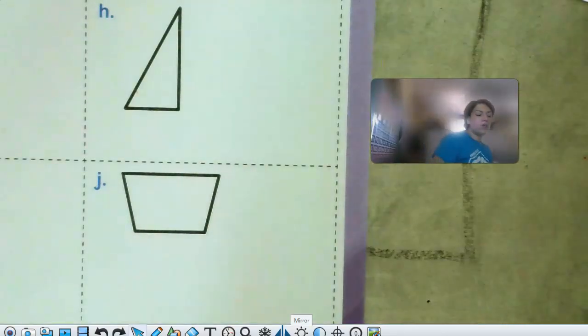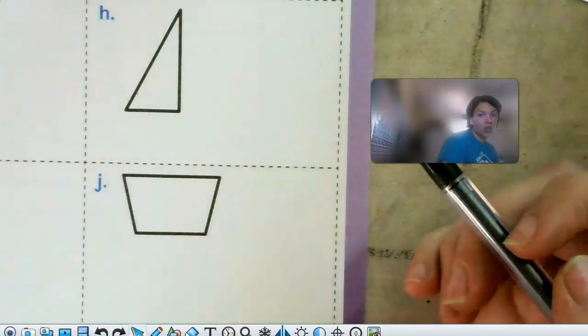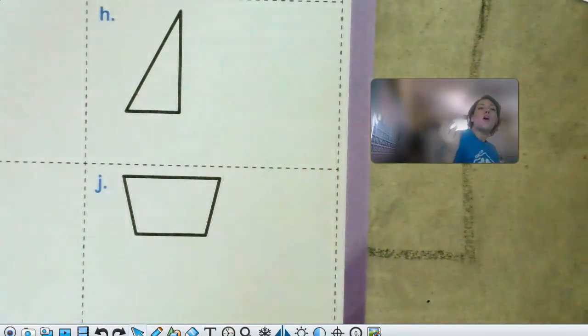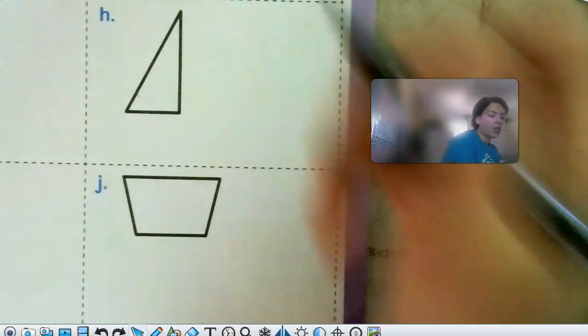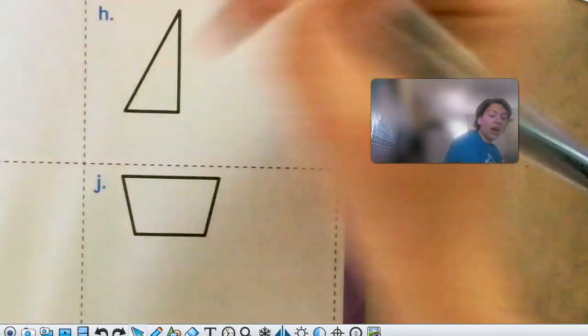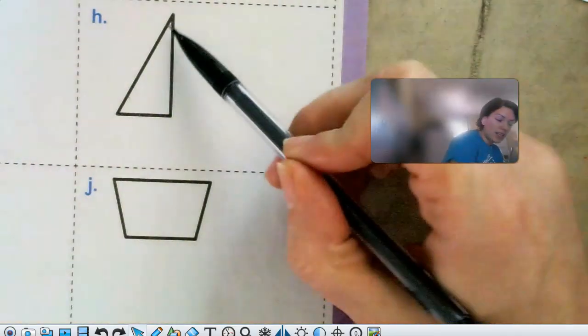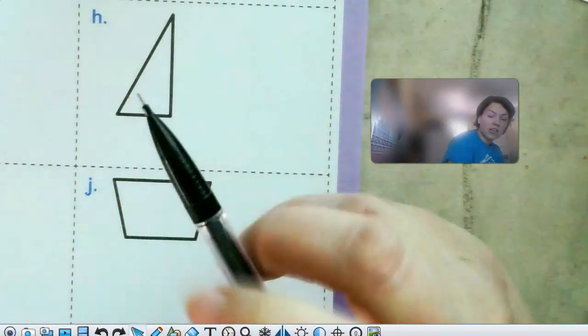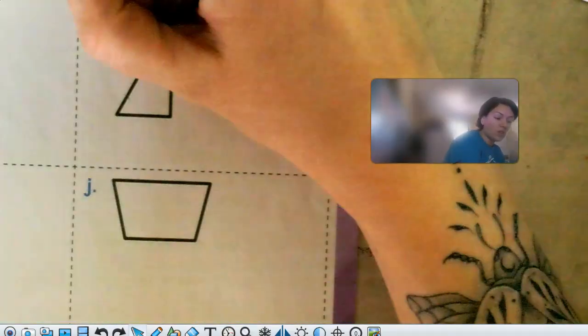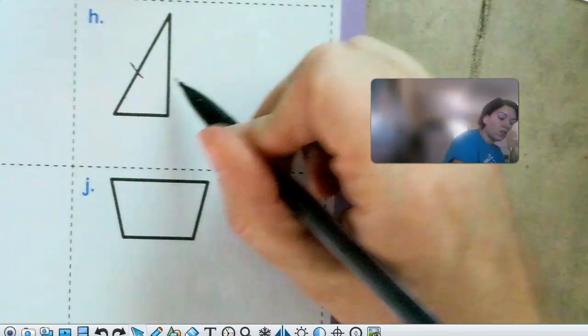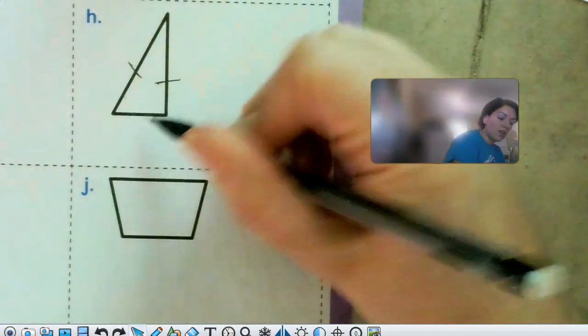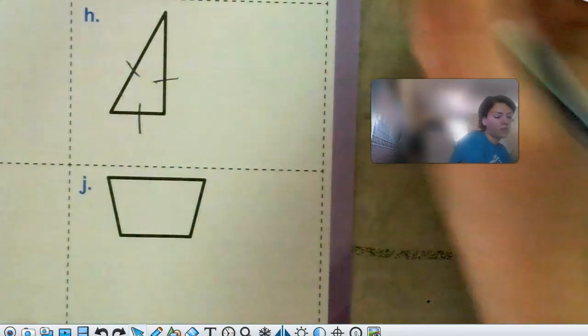In our lesson today, we were talking about attributes on how we determine which shapes they are. So one attribute that we have are sides. A side is a straight edge that closes out the shape. This shape here has 1, 2, and 3 sides.